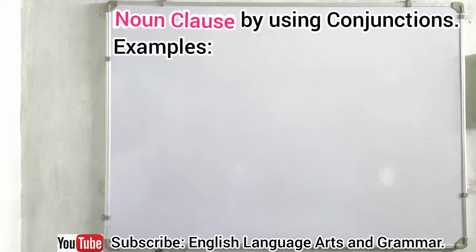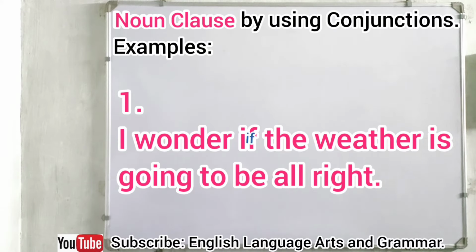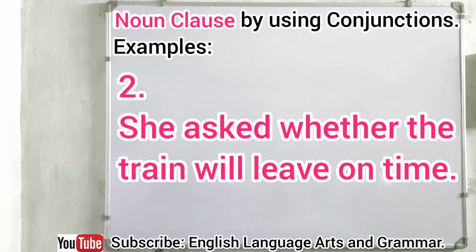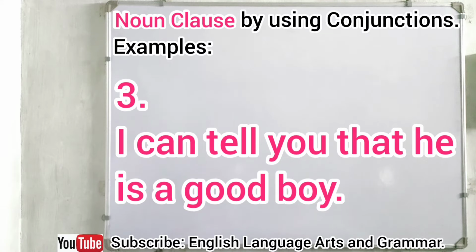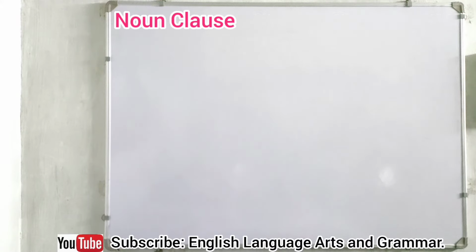Some examples by using conjunctions. Example 1. I wonder if the weather is going to be alright. Example 2. She asked whether the train will leave on time. Example 3. I can tell you that he's a good boy.